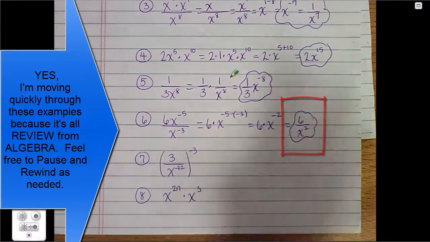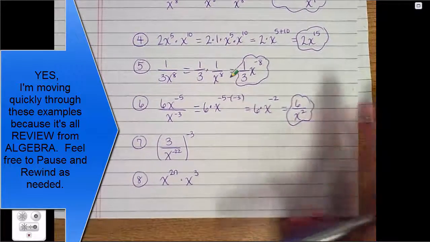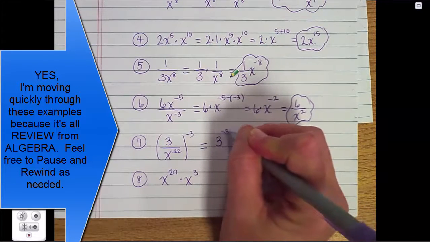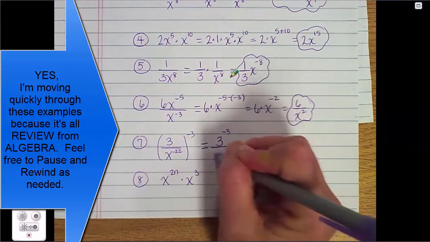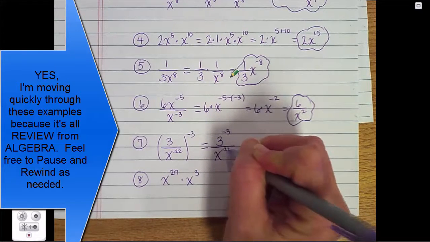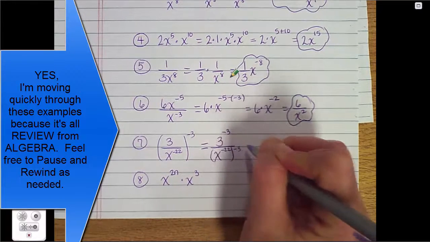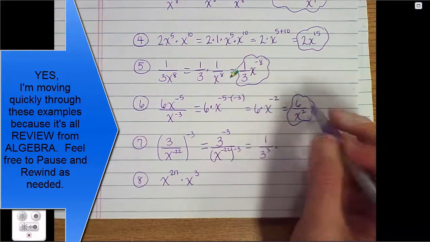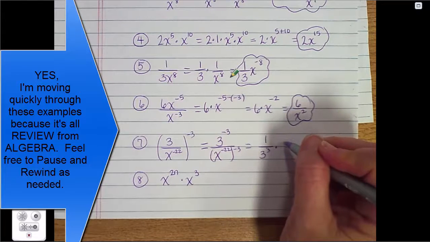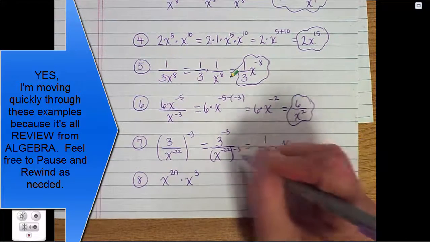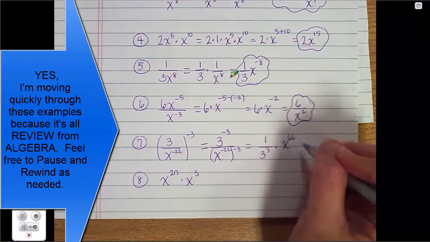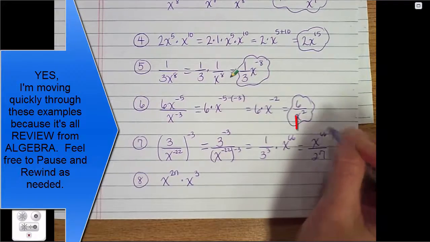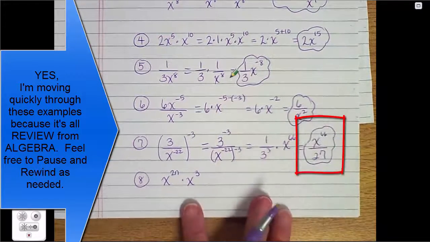In 7, I have 3 over x to the negative 22, all raised to the negative 3rd, which means I raise everything inside to the negative 3rd. So I have 3 to the negative 3rd over x to the negative 22nd to the negative 3rd. We'll follow our rules. 3 to the negative 3rd is 1 over 3 to the 3rd. X to the negative 22nd times negative 3 is positive 66. We'll clean up the fraction. So I have x to the 66th over 27, or 1/27th x to the 66th.